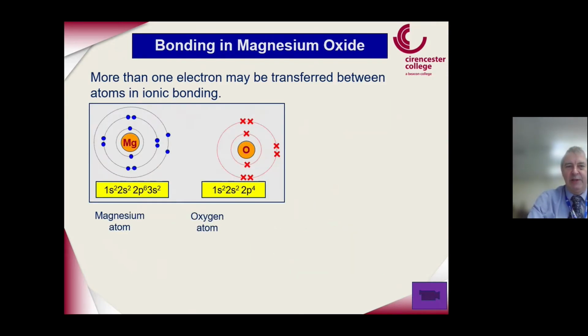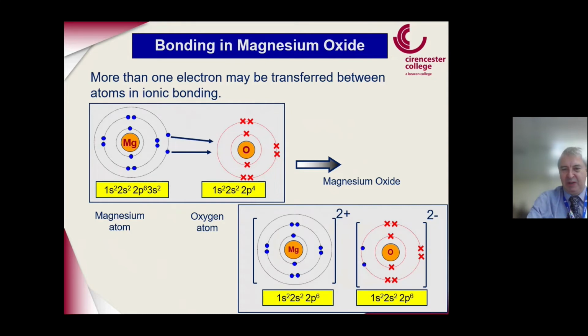So magnesium oxide is taking it a step higher. Magnesium wants to get rid of 2 electrons, oxygen wants to gain 2, that works nicely. So we end up with magnesium oxide, and each of the ions now has a full outer shell. The p ends in 6, so we've got a full outer shell of 8, s2 p6 equals 8.